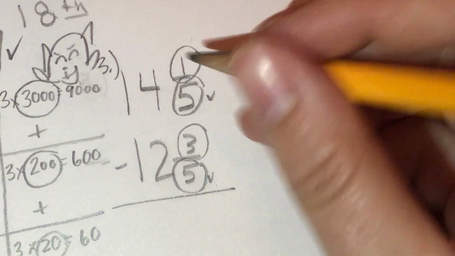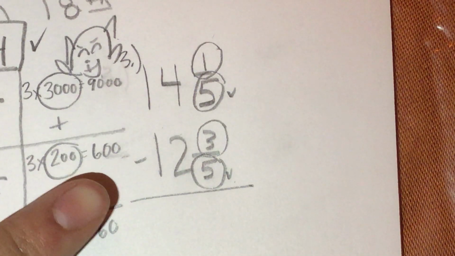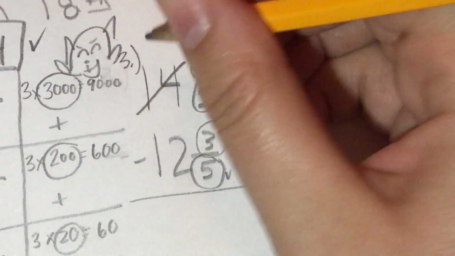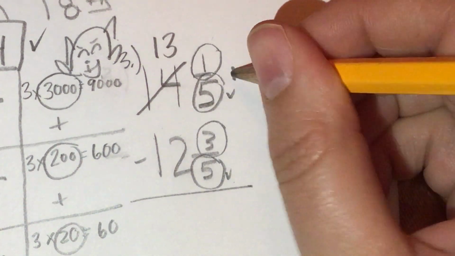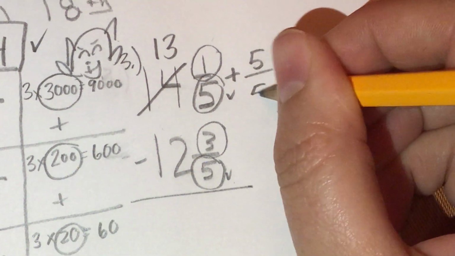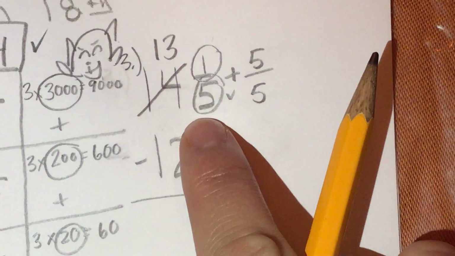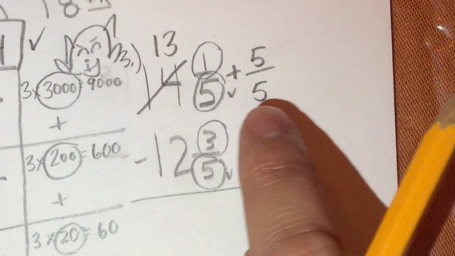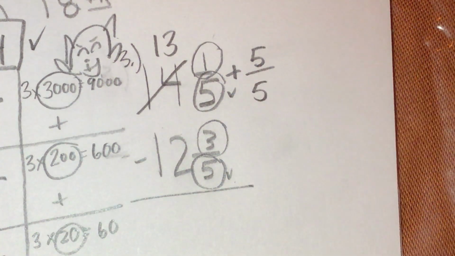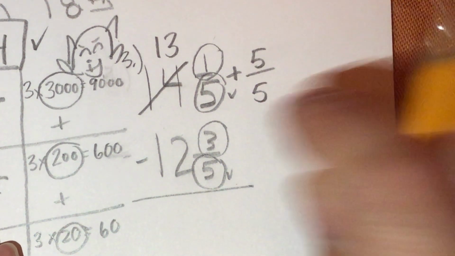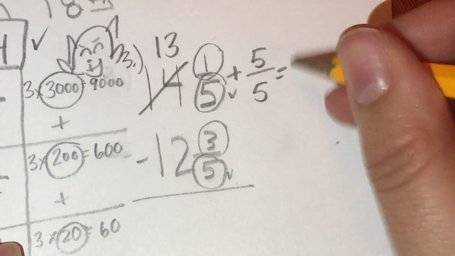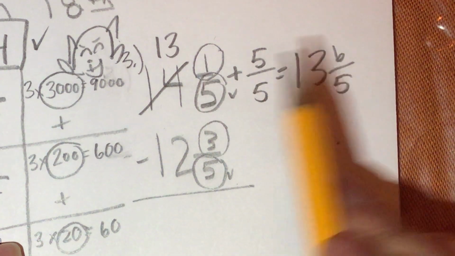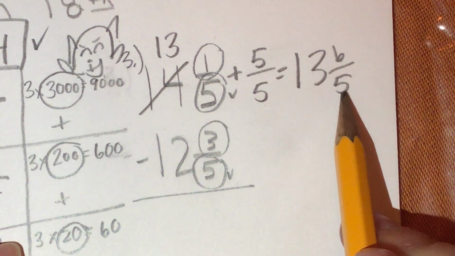I can't do that. If I had one cookie and my sister asked me for 3, I couldn't give her that. So I need to go ahead and borrow from my 14, making it a 13, and I'm going to add a whole number, and I get my whole number from my denominator. So my denominator is going to tell me the amount of wholes in my fraction. Okay, so I have 5 wholes, 5 pieces in my whole. 13 and 6/5. 1 plus 5 is 6. 5 and 5 stay the same.